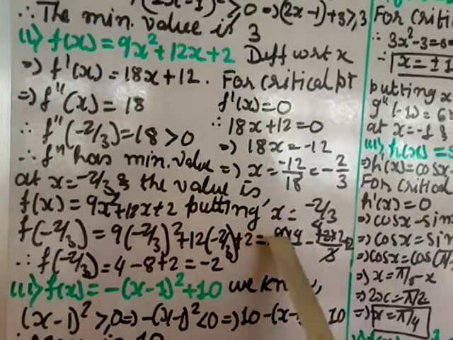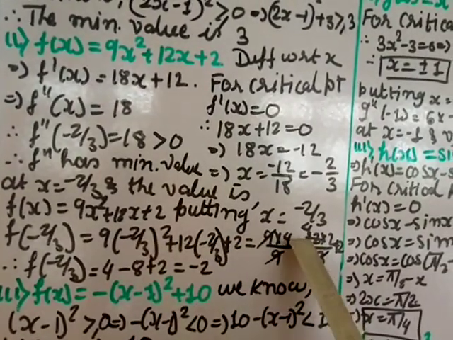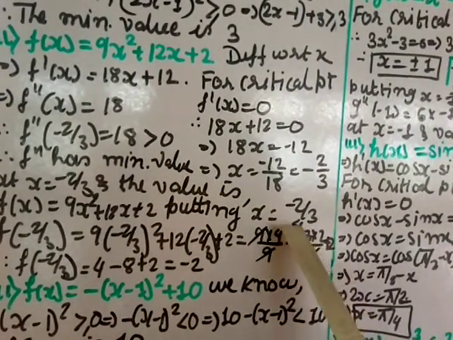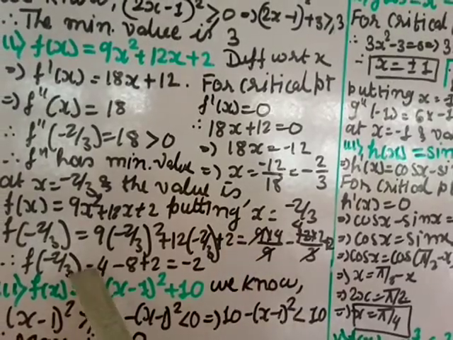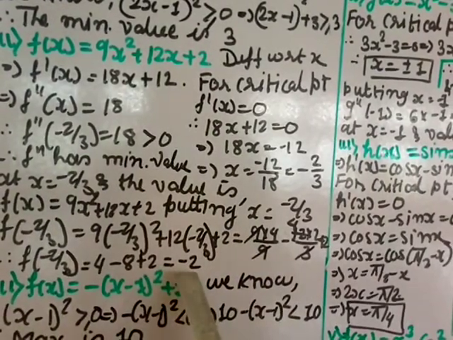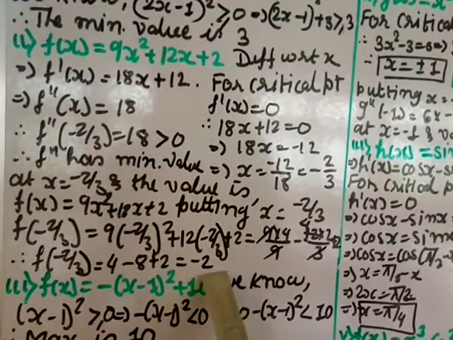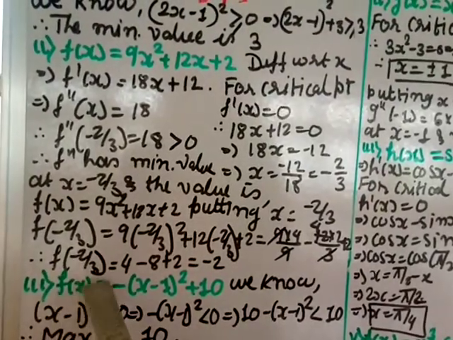So this comes 9 into 4 by 9 and this comes minus 12 into 2 by 3 plus 2. Okay, cut here, you get 4 minus 8 plus 2 is minus 2. So the minimum value is minus 2 and it is at minus 2 by 3.